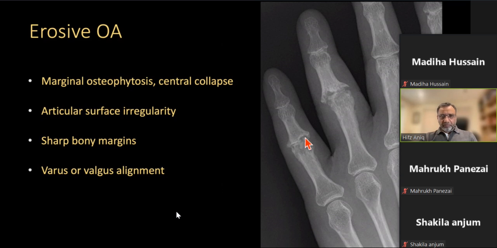Same thing here. The margins are sharp compared to that, and there's deformity in this case at this moment. Typical of erosive arthritis. What conditions can lead to this? I just want anybody to shout. Rheumatoid can give it, but psoriasis or seronegative arthritis too.